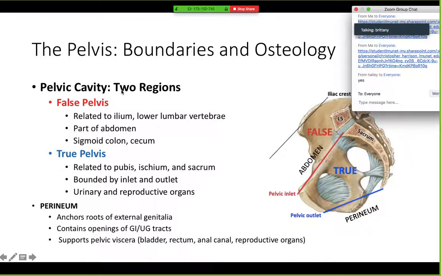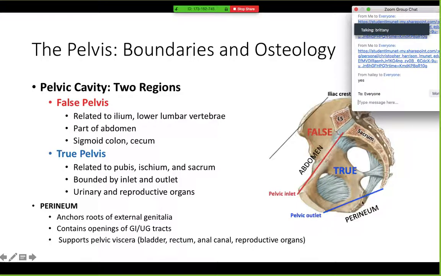Okay, so the pelvic cavity is composed of two different regions, the false pelvis and the true pelvis. The false pelvis is everything related to the ilia and the lower lumbar vertebrae, and your sigmoid colon and cecum, so the lower intestines. And then the true pelvis is related to the pubis, the ischium, and the sacrum. And you're bound by the pelvic inlet and the pelvic outlet. And then, of course, your urinary and reproductive organs.